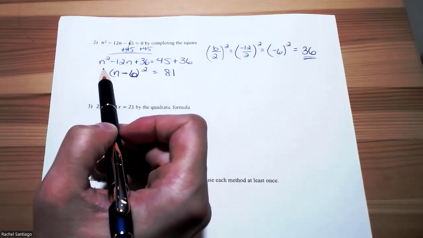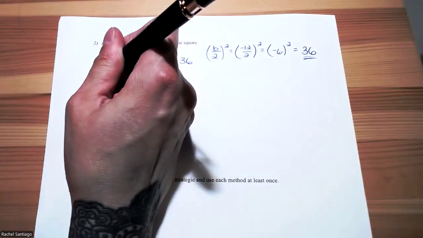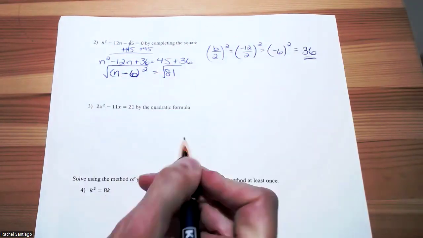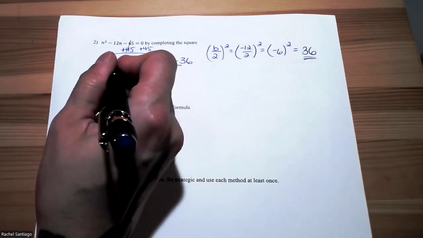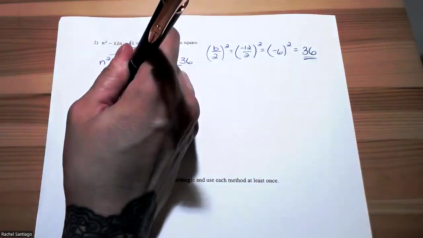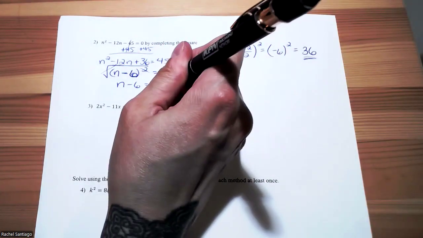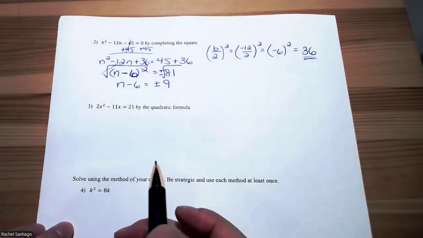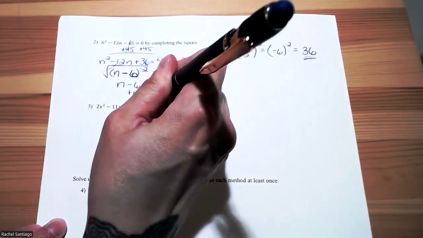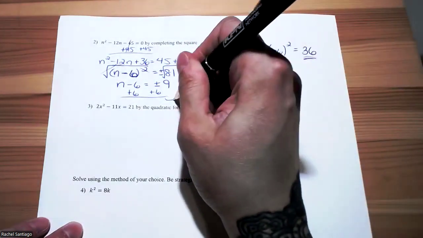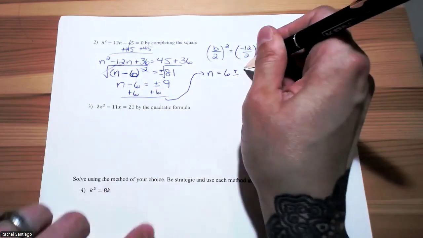Now that I have a squared expression equal to a constant, I can use the square root property. So we're going to take the square root of both sides. Don't forget to include that positive and negative in front of that square root. The square root and the square cancel. That leaves you with n minus 6 is equal to positive or negative. And then, of course, the square root of 81 is 9. And that's because 9 times 9 is 81. We're almost done. I need to solve for n. So I have to add 6 to both sides. What that means is we are left with n is equal to 6 plus or minus 9.